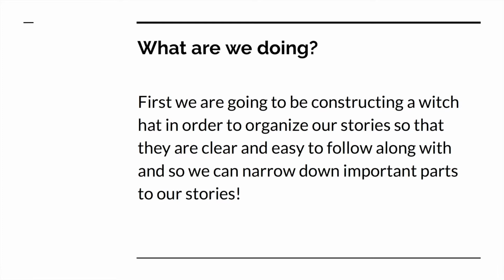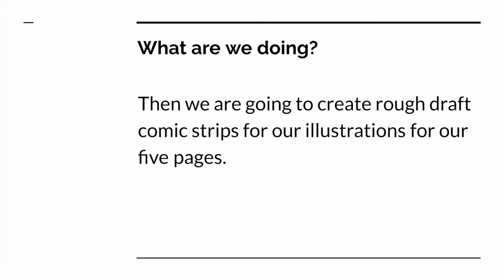First, we are going to be constructing a witch hat in order to organize our stories so they are clear and easy to follow along with, and we can narrow down important parts to our stories. Then we are going to create rough draft comic strips for our illustrations for our 5 pages. This will help us to construct our stories in a visual way as well as a written one. If we have a plan set out for the story, it's easier to make the story come together in a more cohesive way so that it can make better sense plot-wise and will be easier for your friends and family to follow.